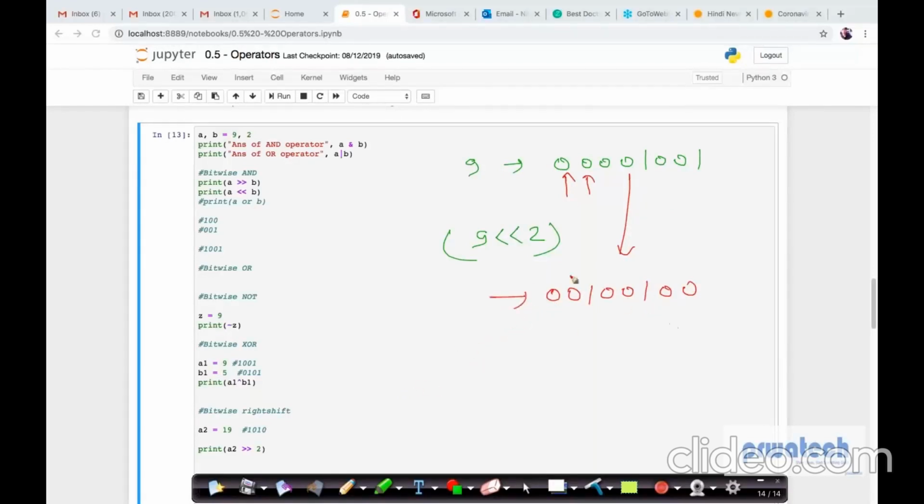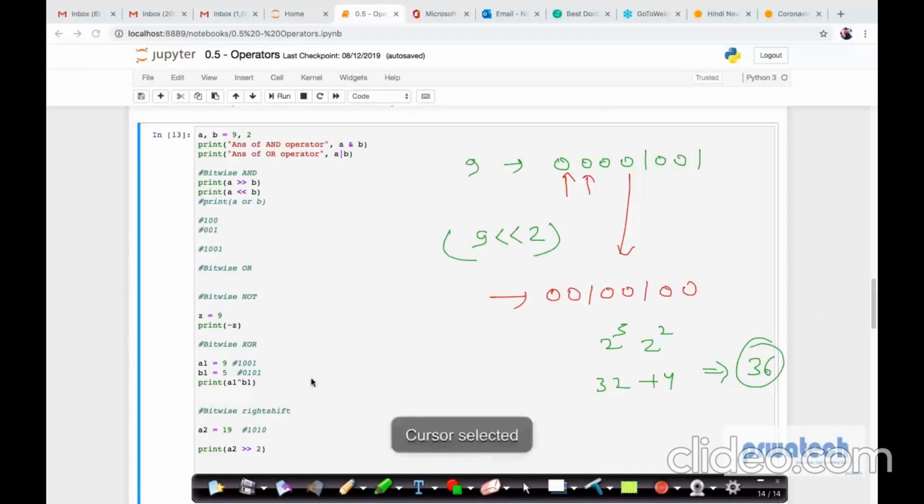And what is the interpretation of this in terms of powers? I'm just writing the values: to the power 0, to the power 1, to the power 2, to the power 3, to the power 4, to the power 5. To the power 5 is 32, and to the power 2 is 4, which means my answer must be 36, if my concept is right.